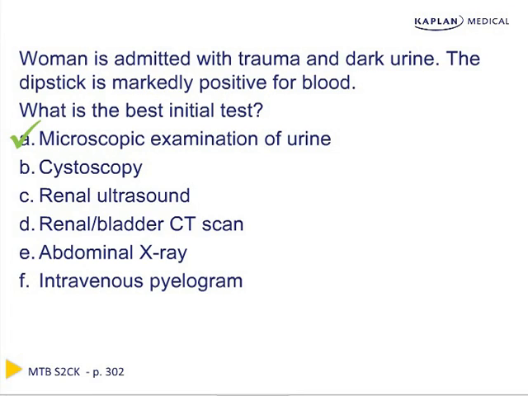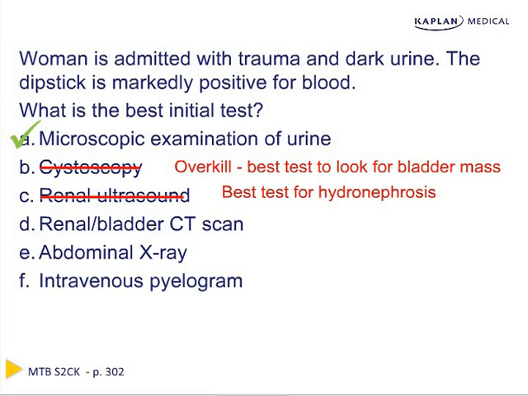So now that we know what the right answer is, let's take a look at why some of these wrong answers are wrong. Cystoscopy is wrong because it's overkill for this clinical scenario. Typically, cystoscopy is performed once a renal ultrasound and a CT scan have both failed to show the reason for hematuria. It's invasive, it requires OR time, and it's certainly not ideal for an initial exam.